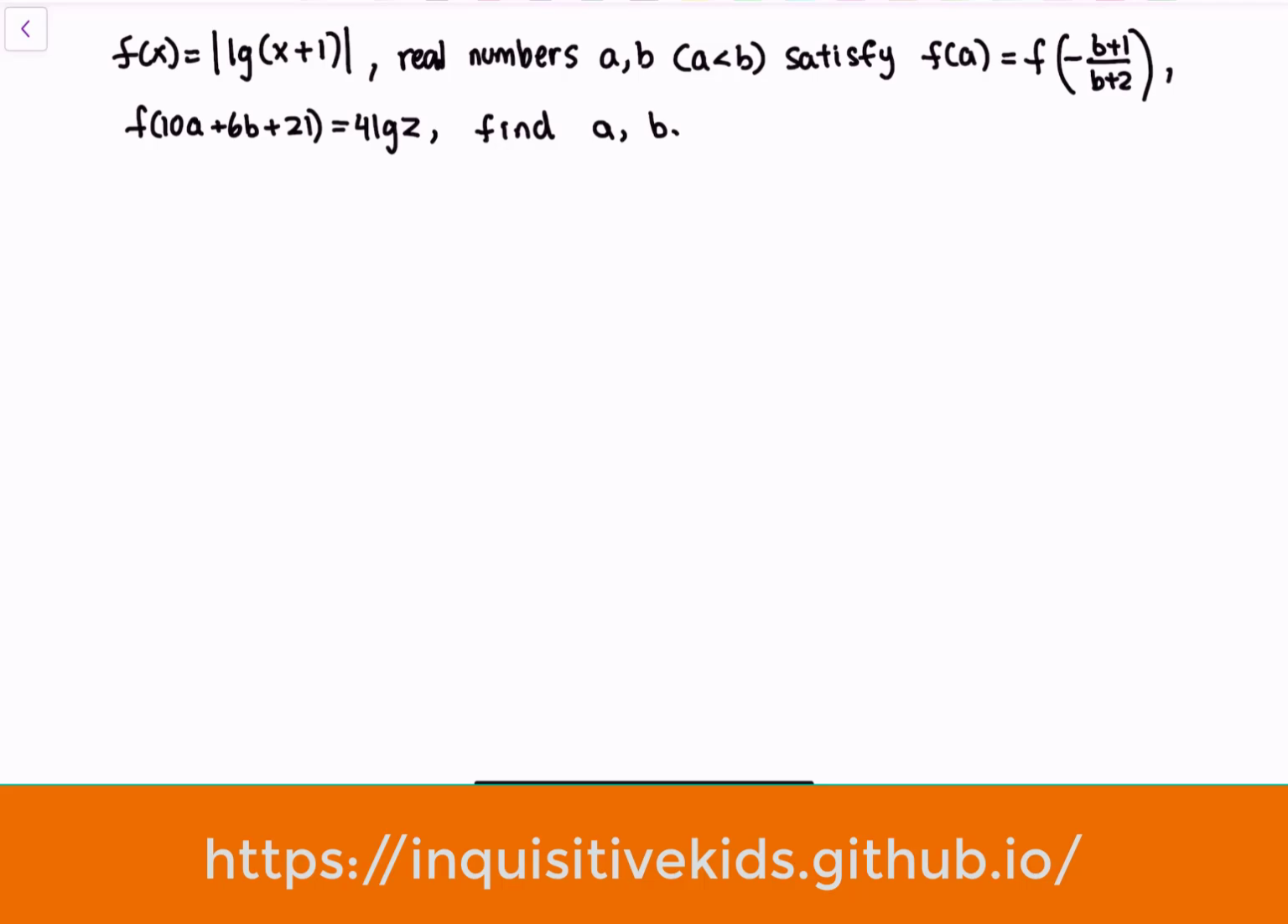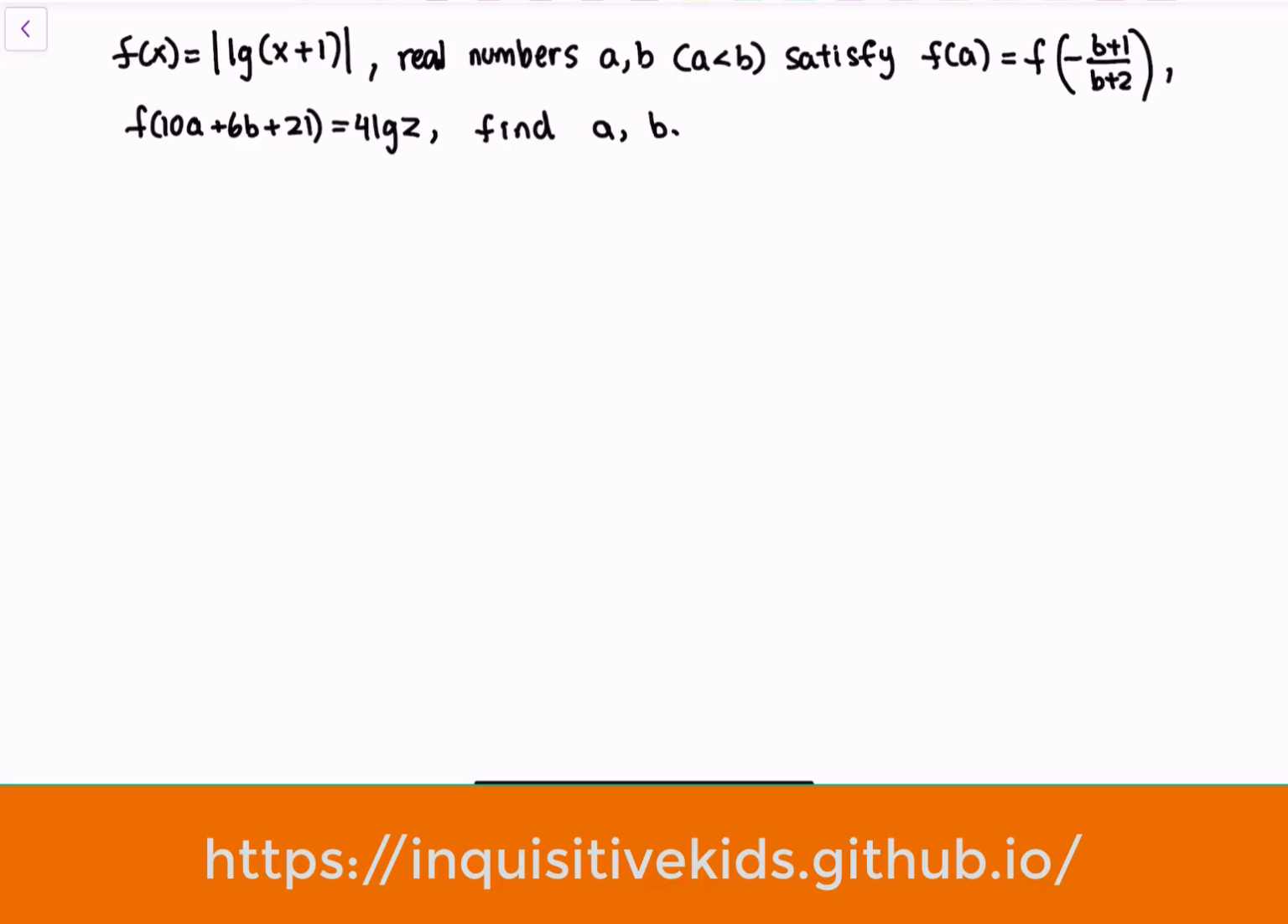We have a function f of x equal to the absolute value of log base 10 of x plus 1. Real numbers a and b satisfy these two equations, and our job is to find what a and b are. So there's not much to this problem besides just substituting our values into our given conditions.